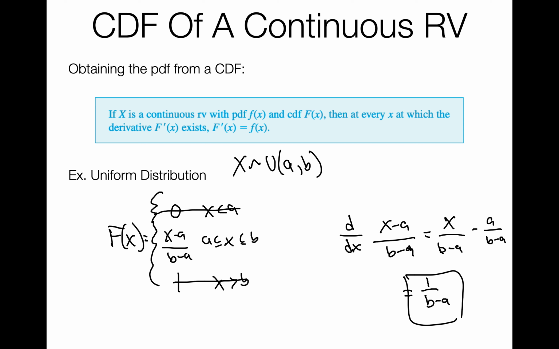The PDF of the uniform distribution, if you remember, is defined as 1 over (b minus a) when x is between a and b, and 0 elsewhere.